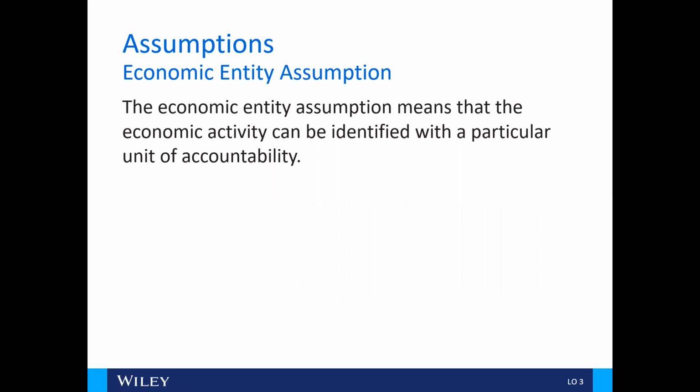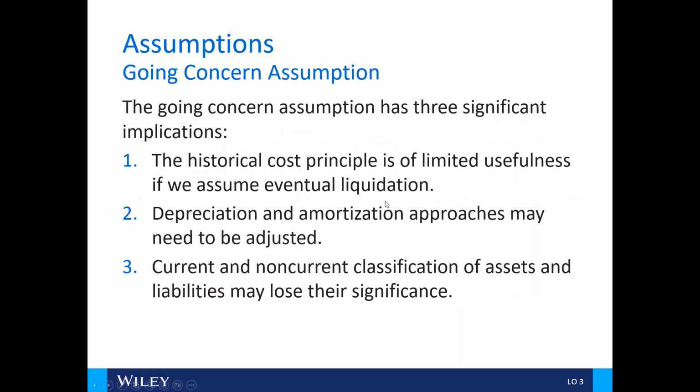You probably learned it as the business entity assumption. What this means is that the business is separate from its owners in terms of it being a distinct economic entity with its own accountability, with its own bank account, with its own records. In some cases, it pays its own taxes. So it is a separate entity that can be identified with a separate economic activity. And we assume that when we are looking at general purpose financial statements.